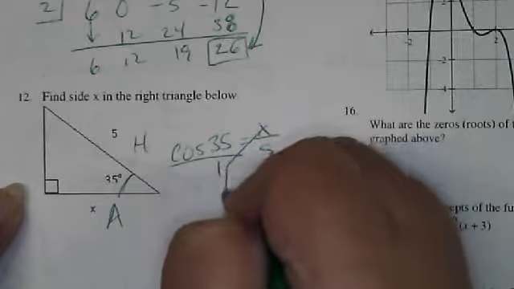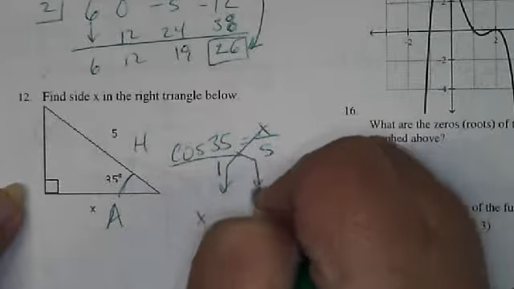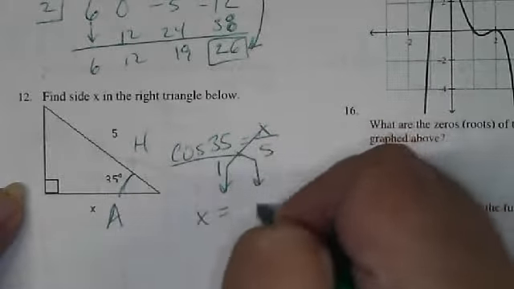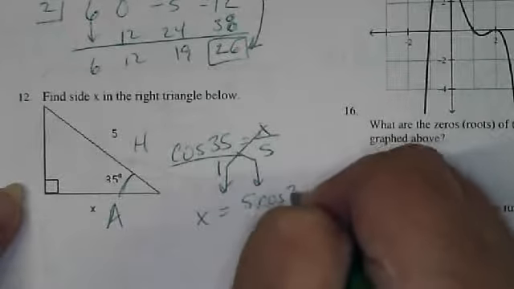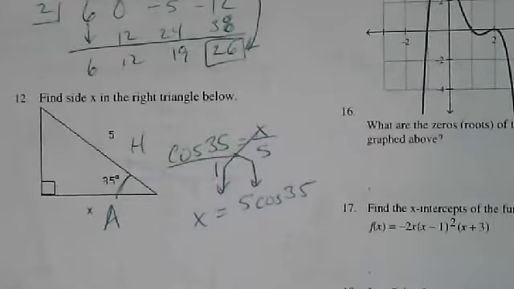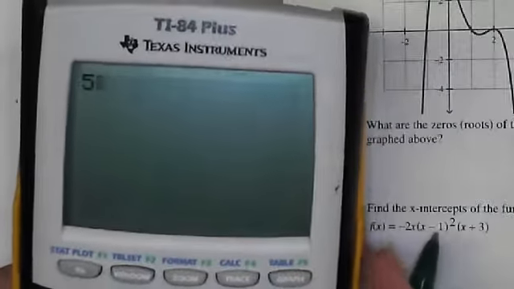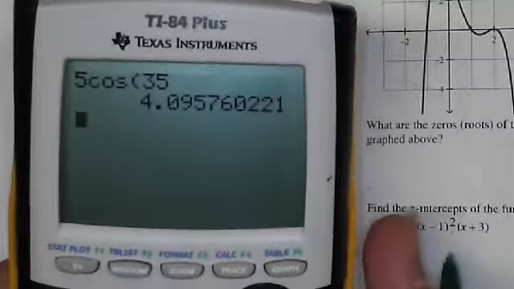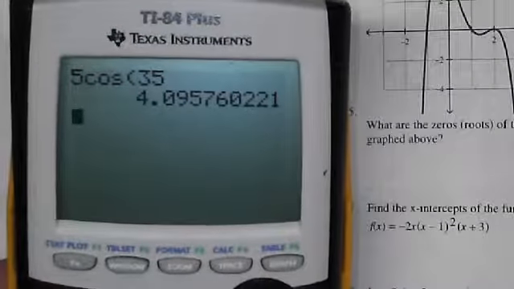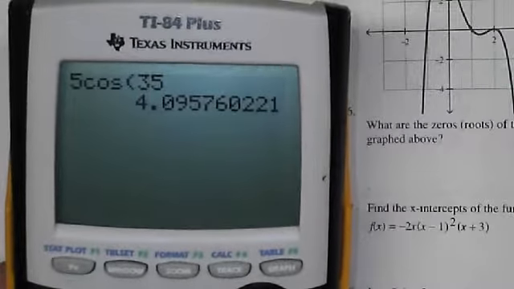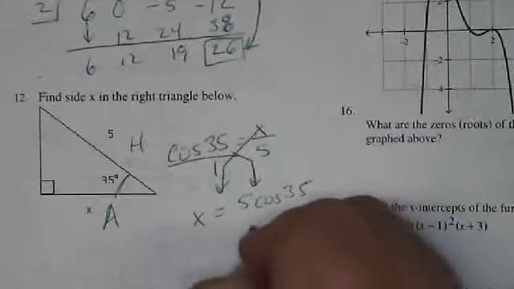That means you're going to put that over 1 and cross multiply. When you do, always put the 5 first. 5 cosine 35. And put that in your calculator. So 5 cosine 35 gives me 4.1. Even if you round it, it'd still be 4.1.